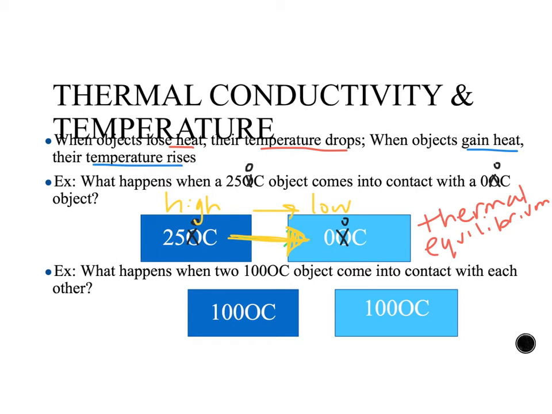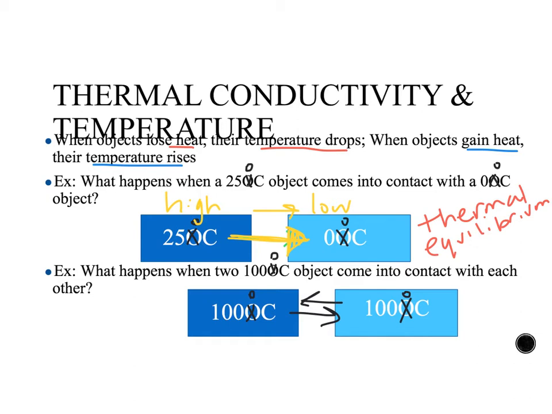Let's take a look at the second example. So here we've got a 100 degrees Celsius, actually we have two 100 degrees Celsius objects, right? So this should say 100 degrees Celsius. If we bring them together, okay, we put them together, what will happen? Do we have a block that is higher temperature than the other? No, they're both the same temperature.